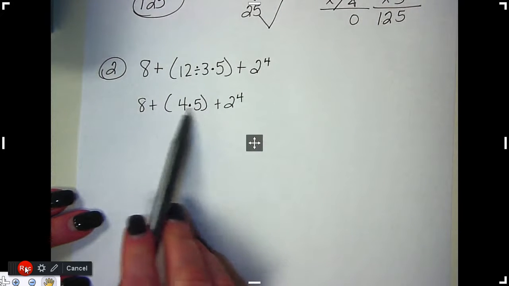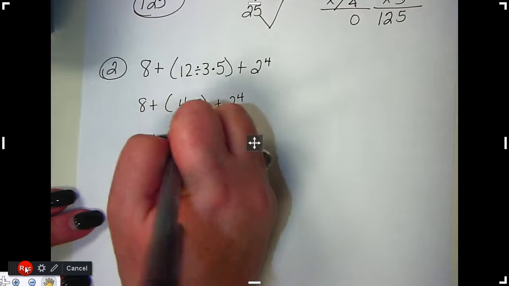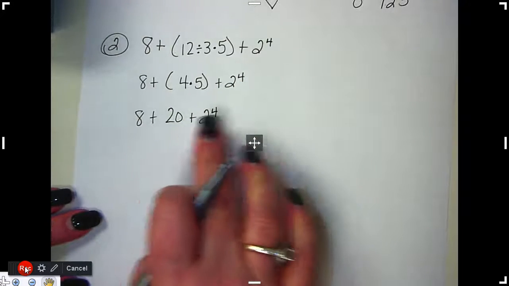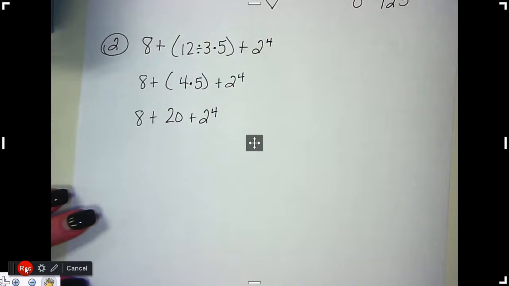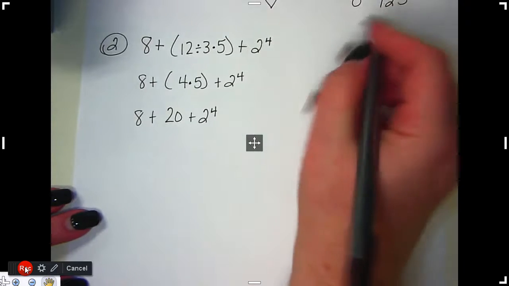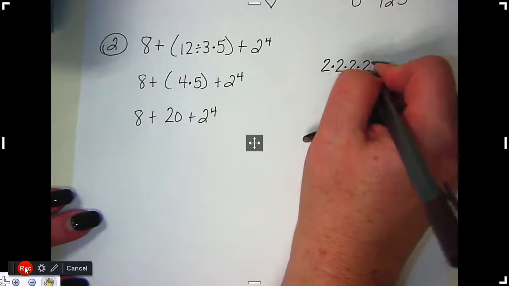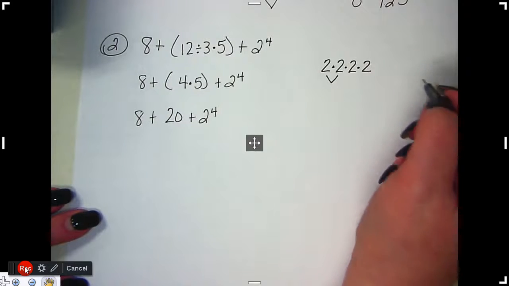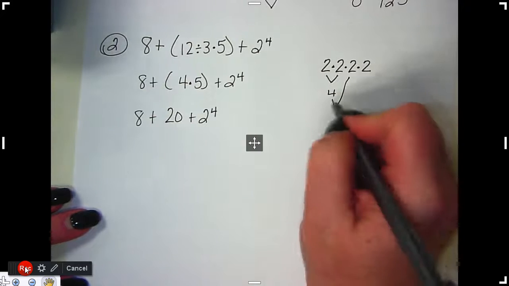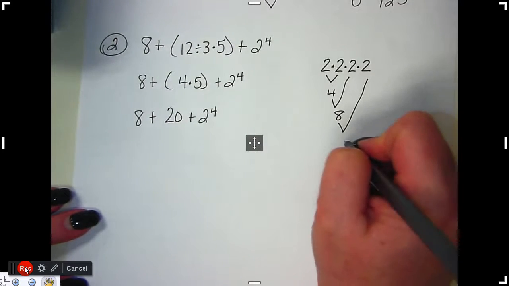Still inside the parentheses, 4 times 5 is 20. 8 plus 20 plus 2 to the 4th power. Now I have addition, addition, and exponent. What's next? Exponents. What does this mean? 2 times 2 times 2 times 2. And 2 times 2 is 4. And 4 times 2 is 8. And 8 times 2 is 16.